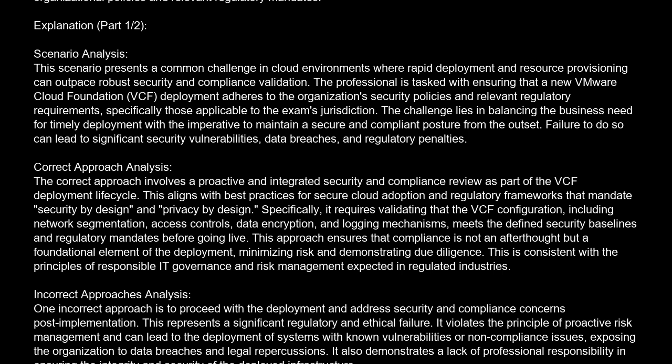It violates the principle of proactive risk management and can lead to the deployment of systems with known vulnerabilities or non-compliance issues, exposing the organization to data breaches and legal repercussions. It also demonstrates a lack of professional responsibility in ensuring the integrity and security of the deployed infrastructure.